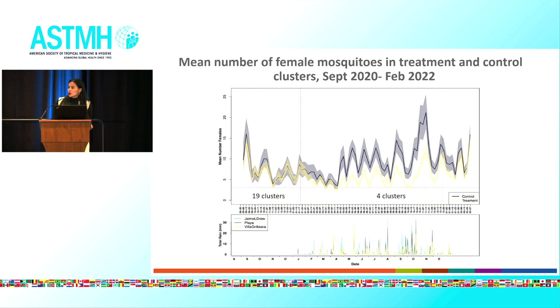The separation between treatment and control continues until we stop the releases that happened in December 2021. This is the second dotted line. And in the graph below, you can see the total rain in millimeters from the 3 environmental stations available in the area of the clusters. The rises and the falls in the number of mosquitoes follow the rain patterns very closely.